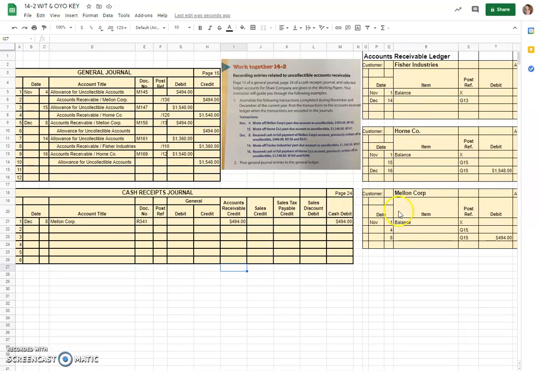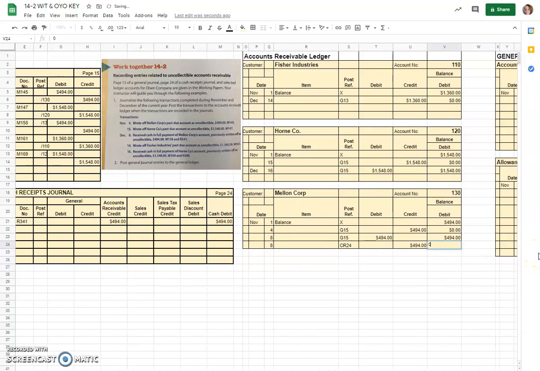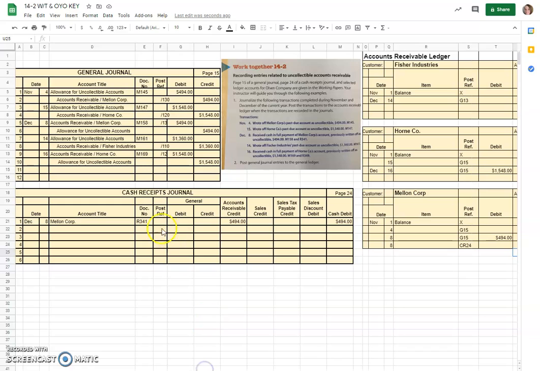So December 8th, we opened the account here, and this is from CR Cash Receipts 24, page 24, and a credit of, for accounts receivable, of $494, and now a zero balance again. So this, for the credit history, we showed being opened back up and actually paid. So this was account 130, and we'll come over here and put that in the posting reference.